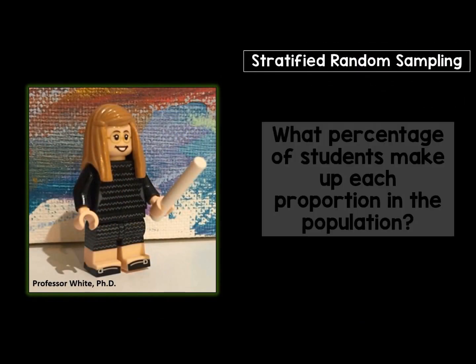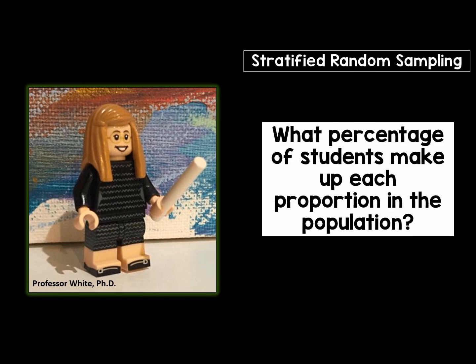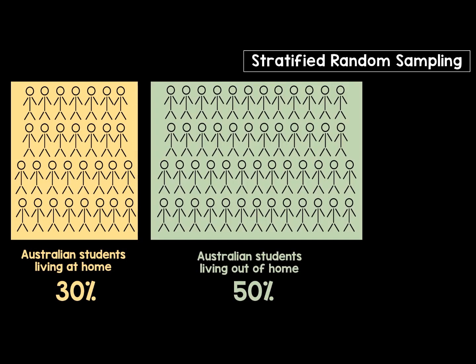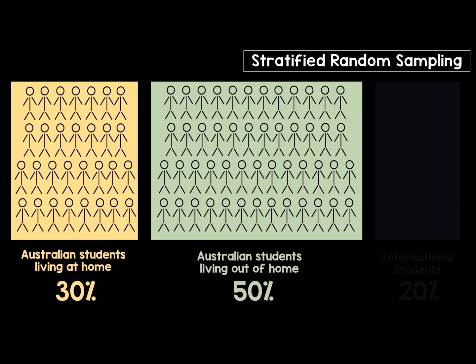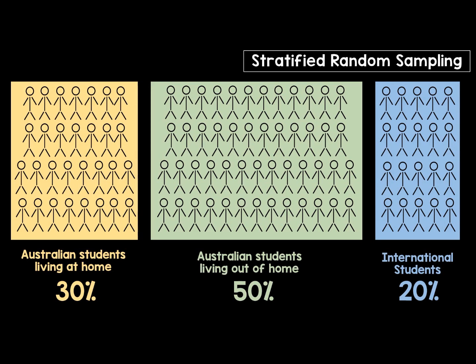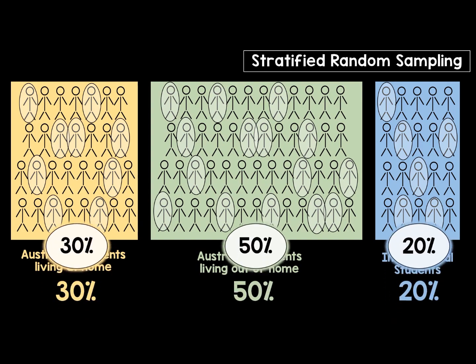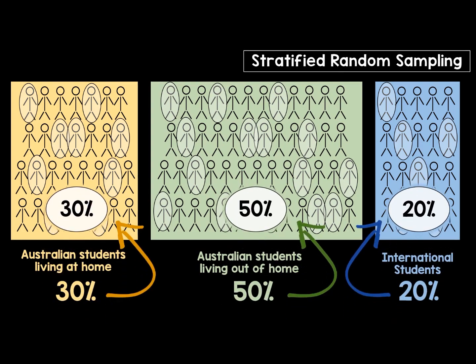First, she would find out what percentage of students make up each proportion in the population. For example, maybe 30% of Australian students live at home, 50% are Australian students who live out of home, and 20% are international students. Then, she'd randomly sample students from each of those demographic groups and make sure that the proportion of each group in the sample stays the same as in the population.